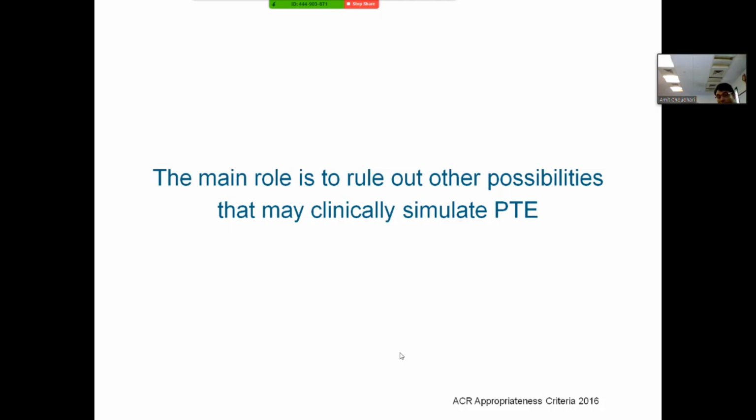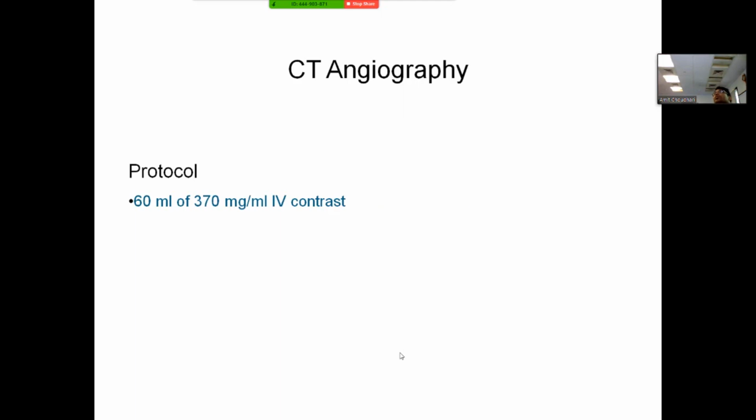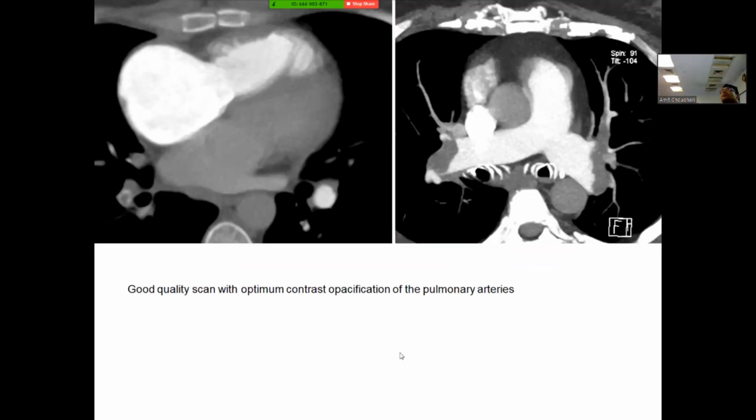Then we go to the CT angiography. I don't know what protocol we are using for PA. It is around 60 to 80 ml of contrast we should use, with a concentration of around 370 per ml. The injection rate is 5 ml per second. So this is a good quality scan. You should have this kind of optimal contrast opacification in the pulmonary arteries. Some people say you place the ROI in the pulmonary conus.